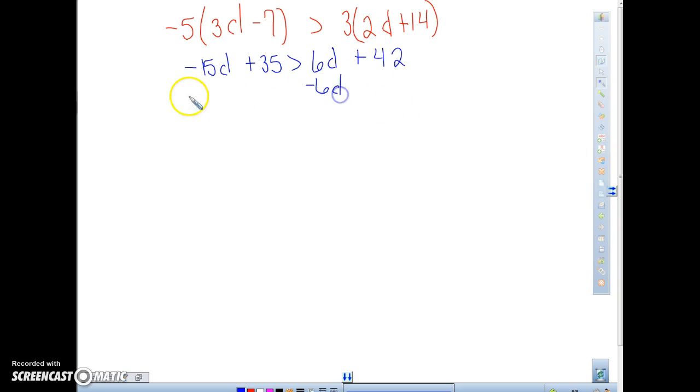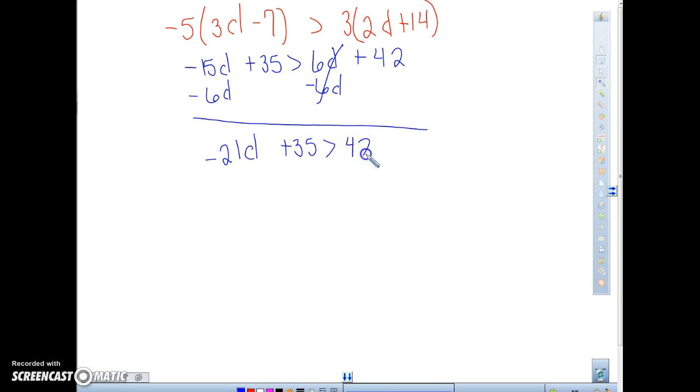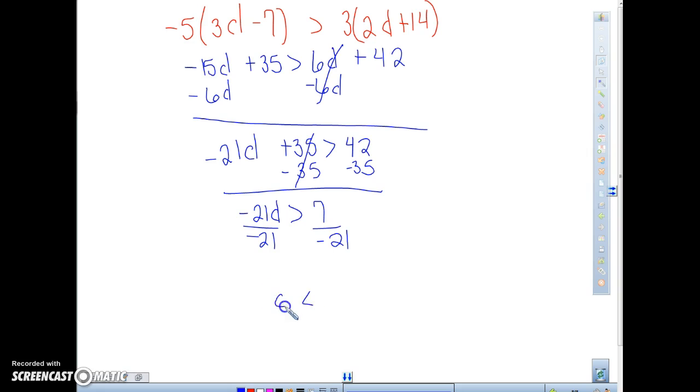So we'll subtract our 6d. We get negative 21d plus 35 is greater than 42. Subtract your 35. Negative 21d is greater than 7. Divide by negative 21. Be careful what happens if you divide by a negative. You've got to flip that sign. So d is less than negative 1/3.